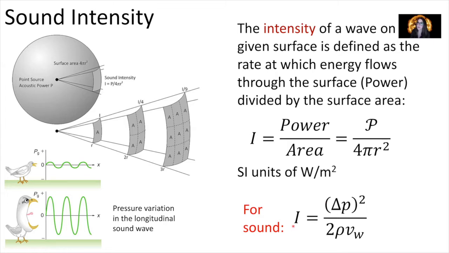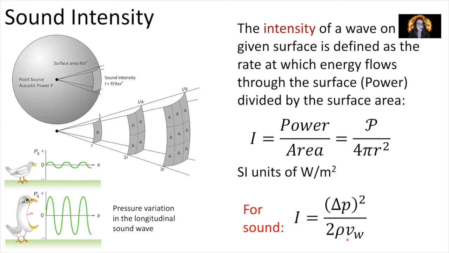The intensity of a sound wave is related to the pressure variation of the sound wave, the density of the material through which it is moving, and the speed of that sound wave. The intensity is equal to the square of the pressure difference of the sound wave, divided by 2 times the density of the material times the speed at which the sound wave is moving.